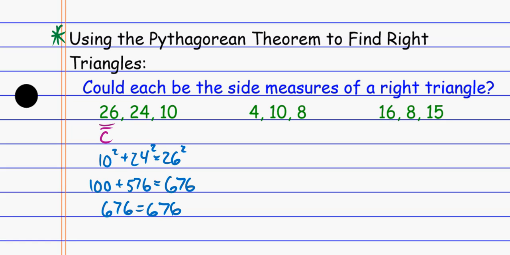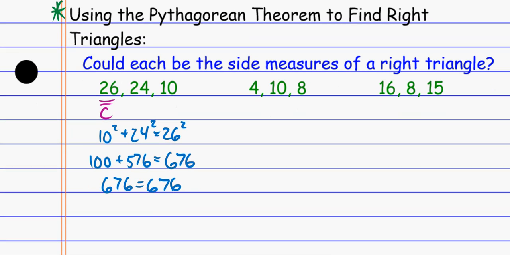And that one works. So instead of just saying yes or no here, I'm just going to say, yes, this one is a right triangle. It could be the side lengths of a right triangle, okay? So yes, right triangle, okay? And then I test the next one.